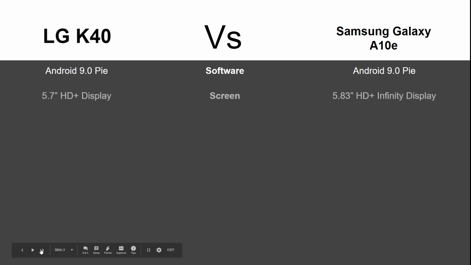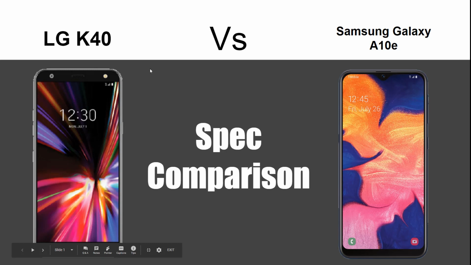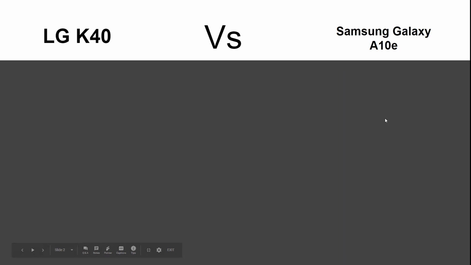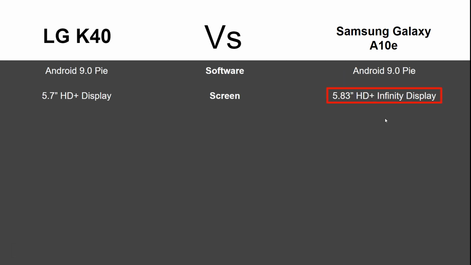Next, we have the screen size. The Samsung Galaxy A10e is slightly larger at 5.83 inches, that 5.83 inch HD Plus Infinity display. And just to show you on the first slide here, the size of the phones is going to be relatively similar. However, the top of the phone, the forehead, is almost non-existent because you're getting an infinity display, an edge-to-edge display. So you only get a slight little chin at the bottom, but at the top it goes all the way to the edge. However, on the K40, you have a pretty big forehead at the top here and a big chin at the bottom. So although the phones look like the screen size is the same, it is slightly bigger on the A10e because it is an infinity display and goes all the way to the edge. So the Samsung does take the screen size category.